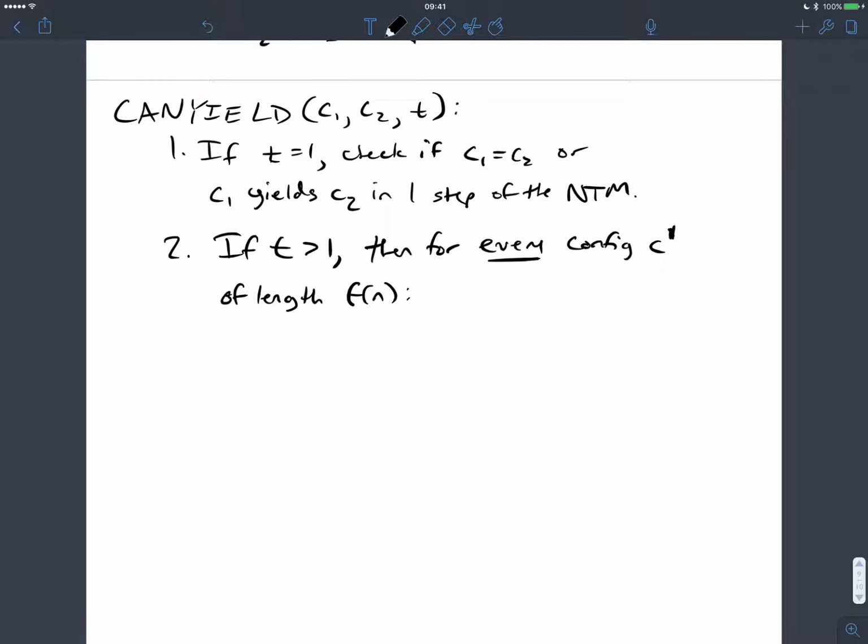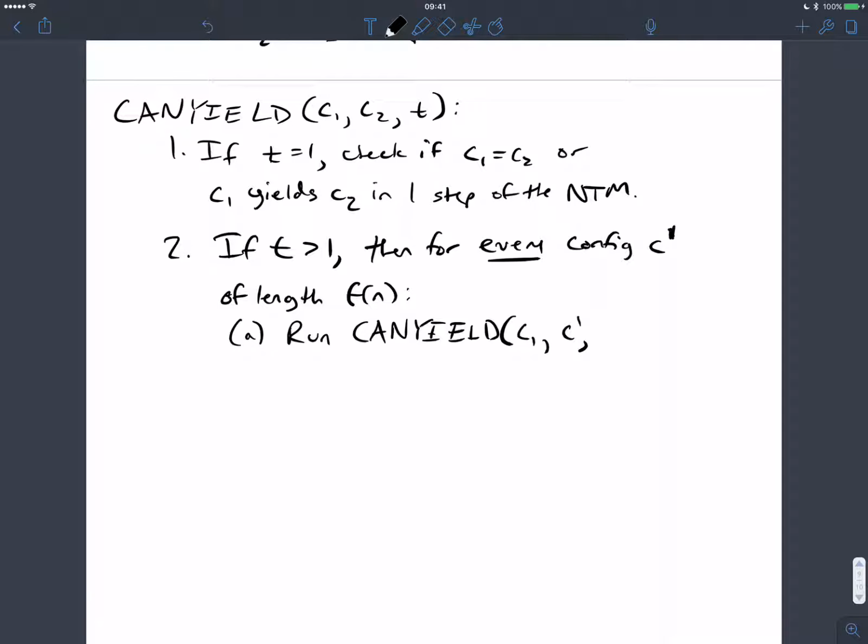Then for every single one of those, I'm going to split the computation in half. So I'm going to figure out, can you get from C1 to C prime, and can you get from C prime to C2? So if can yield from C1 to C prime, and it's in the middle, so hopefully I get there within T over 2 steps.